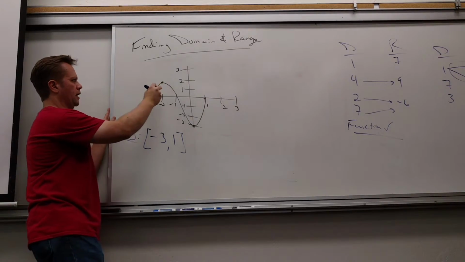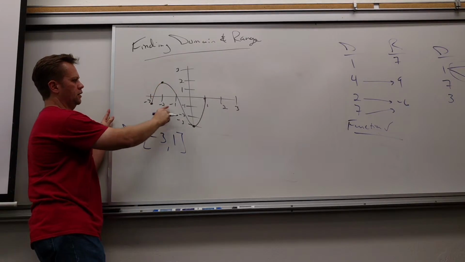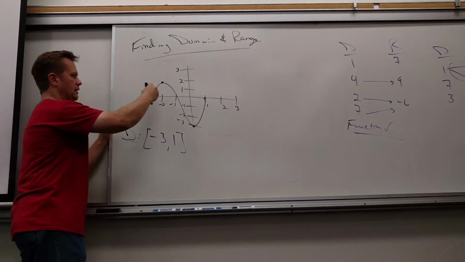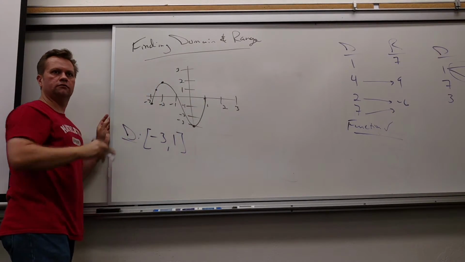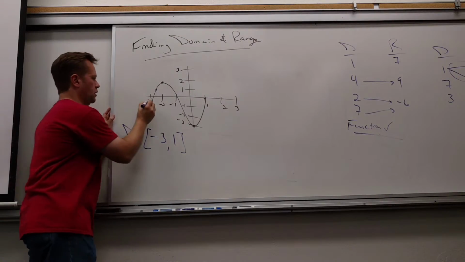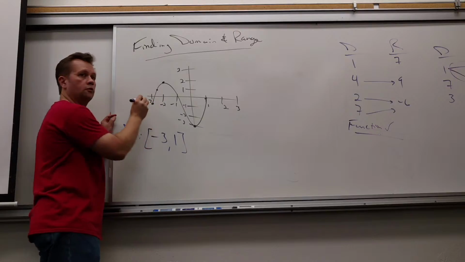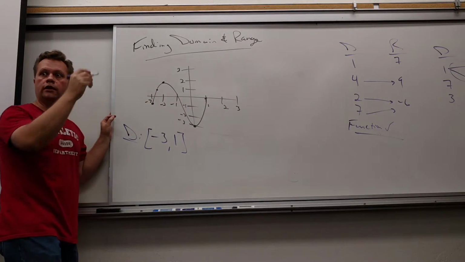Some people tell me the domain is -3, -2, 0, and 1. That's what they tell me the domain is. But it's connected. Is this point a point on the graph? I'm not going to go crazy and try to put a point. There's a point. There's a point. Just draw the line.